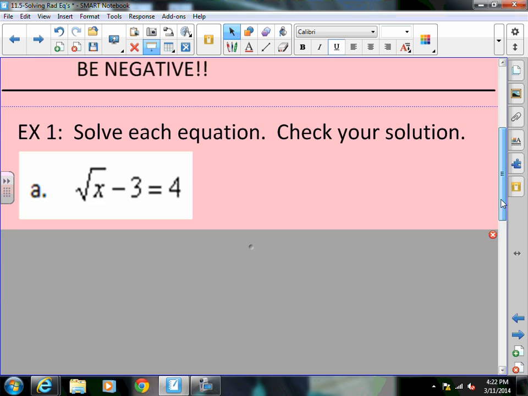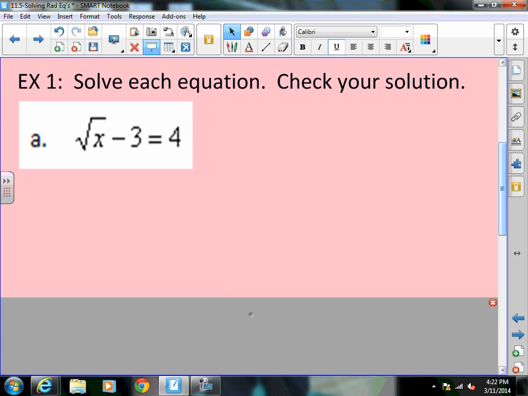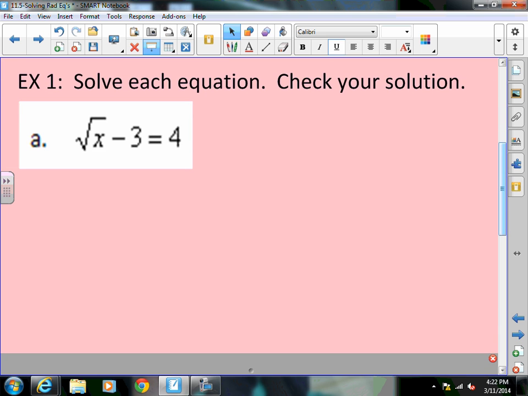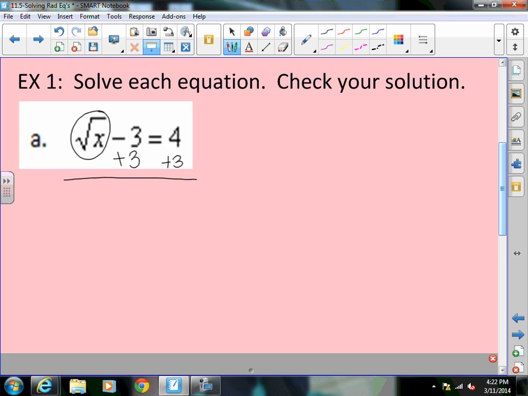Okay, so let's look at the first example. So we're going to solve each equation. So here's the idea. You're trying to get this radical by itself. It's kind of like when we did absolute value. You're trying to get the absolute value by itself. Same idea. So we're going to add 3 to both sides. Still bring your rad down because we haven't gotten rid of it. So rad x equals 7.